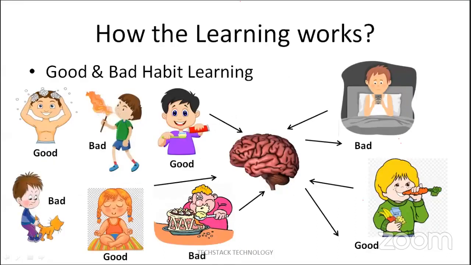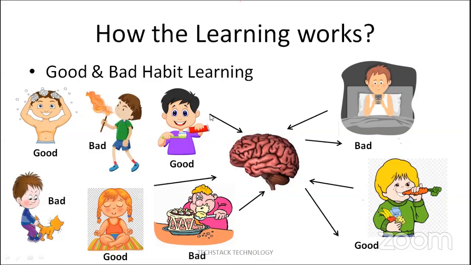So basically, how does learning happen? Think about our childhood days. Our brain learns a lot, right? Good habits, bad habits. Initially, think about this slide, you see this side. These are the inputs given to the brain.